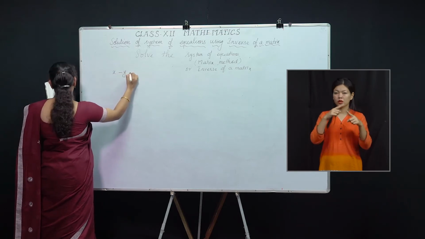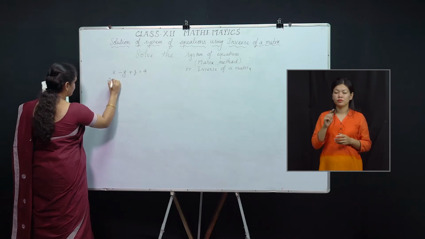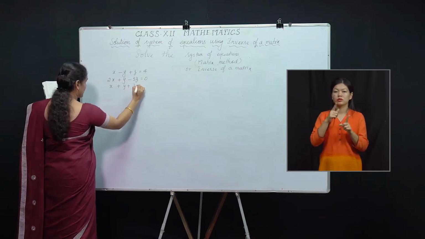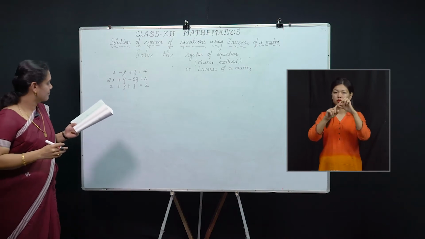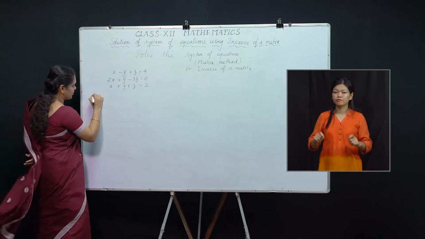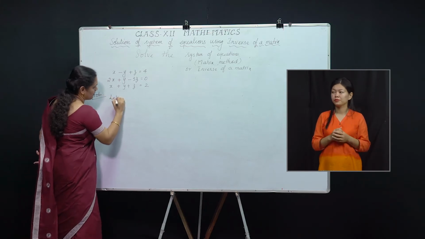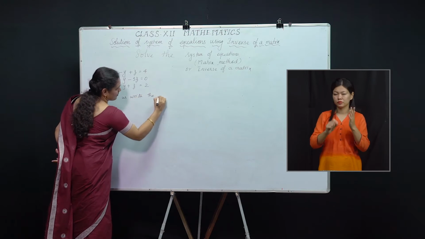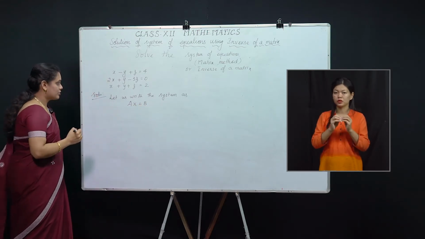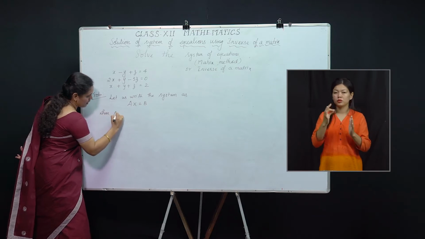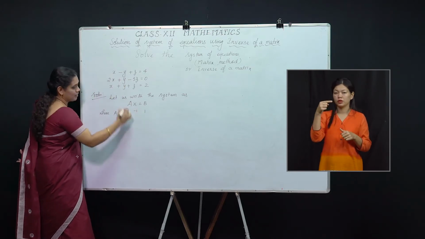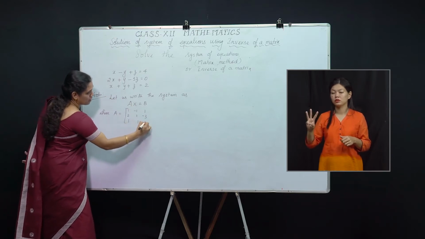Let me take this system: x minus y plus z equal to 4, 2x plus y minus 3z equal to 0, x plus y plus z equal to 2, right. Okay. So, the given system, let us write in the form Ax equal to B. The steps are very important, no skipping steps, where A is, write the coefficients 1, minus 1, 1, and here 2, 1, minus 3, and here 1, 1, 1, right.